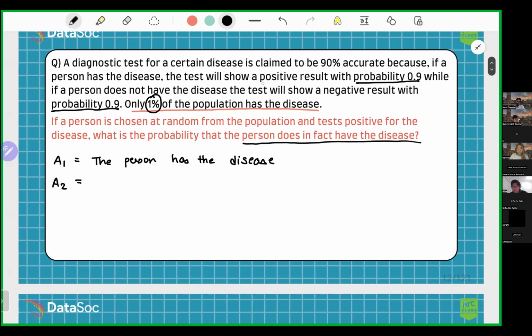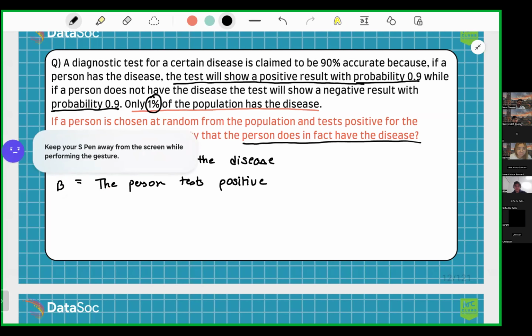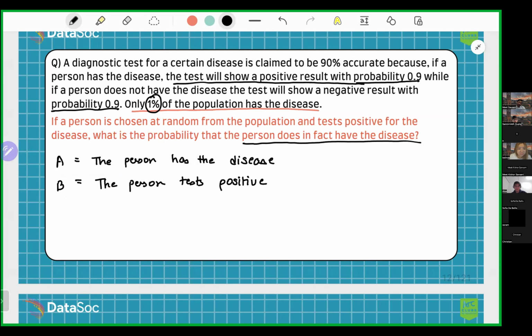if a person has the disease, the test will show a positive result with probability 0.9. So we know the probability of the test showing the positive result. So let's say the person tests positive. Okay. So let's give this B and A. So probability of B given A. What is the probability that the person tests positive given the person has the disease?